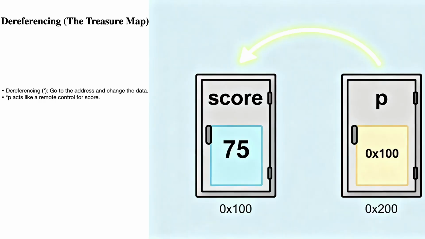So why is this useful? Because of dereferencing. When we put a star in front of P, like this, *P = 50, we are telling the CPU, look inside P. What is inside P is 100. Go to locker 100, change the value to 50. We changed the score variable without ever touching the word score. We did it remotely through the pointer.